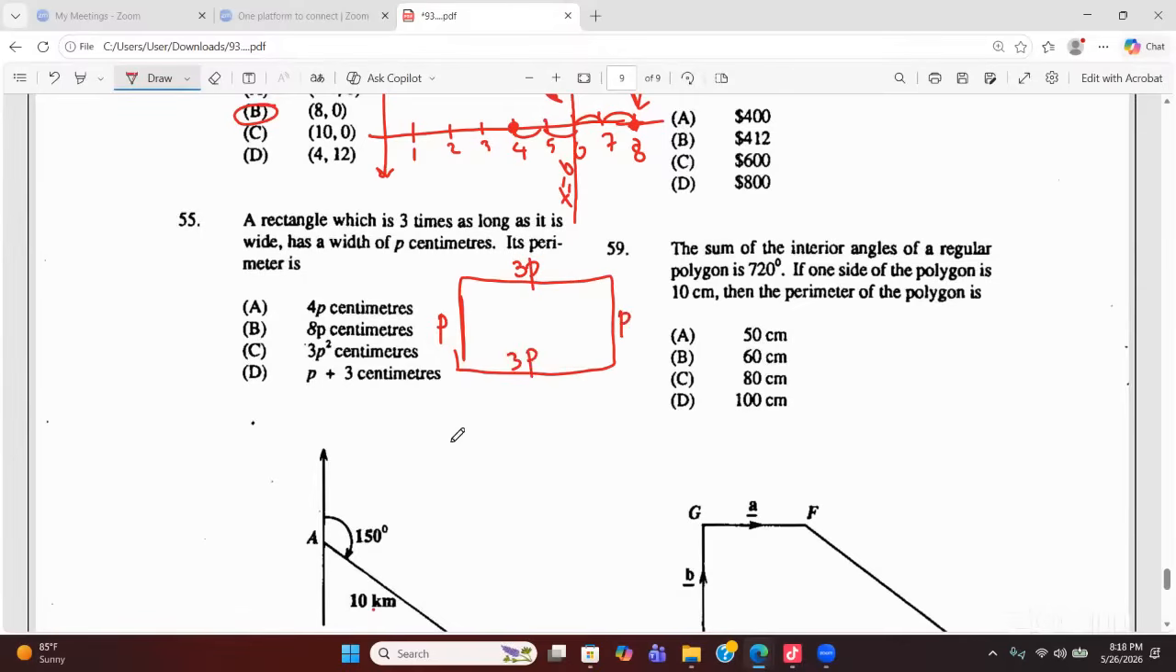The question is perimeter. Add up 3P plus 3P plus P plus P. We're getting 6 P's, 8 P's. I should say 8 P's. So we're looking for 8P. Our answer is right here. So basically, the moment you represent your idea, you just put it together and you're gone. All right?